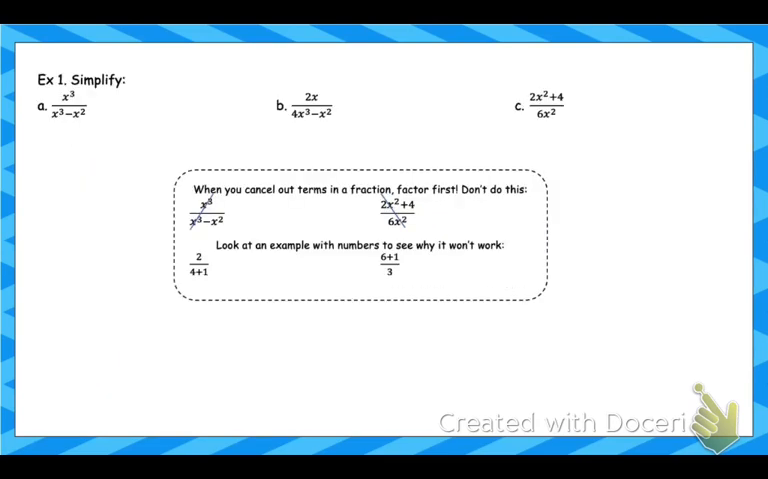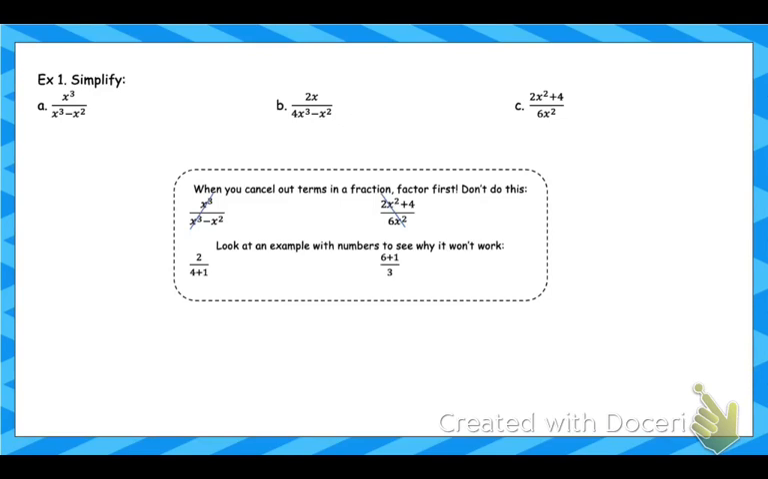So what I'm going to show you is a huge mistake that I see all the time that we need to make sure we're careful of. So number 1, x cubed over x cubed minus x squared. What you cannot do is just cancel out the x cubes. Everyone wants to do that. You wish that you could, but you can't.